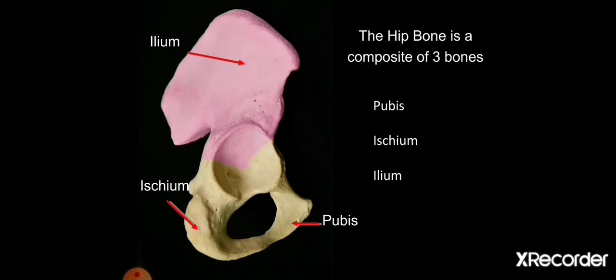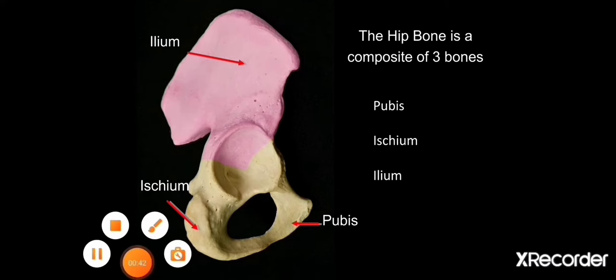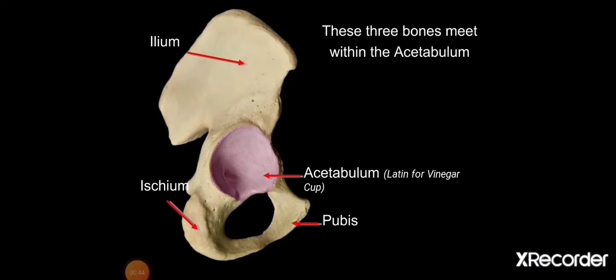There are three composite bones which form the hip bone. So the hip bone is formed by three bones, that is ilium, ischium and pubis. These are demarcated in this diagram. Ilium is the upper part, ischium is the posterior part, and pubis lies anteriorly. This is the acetabulum. It is a cup-shaped cavity for articulation with the head of femur.